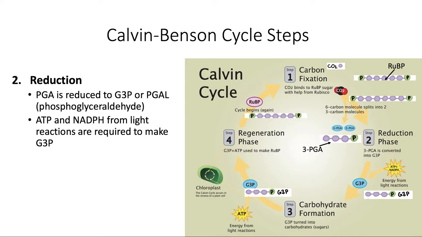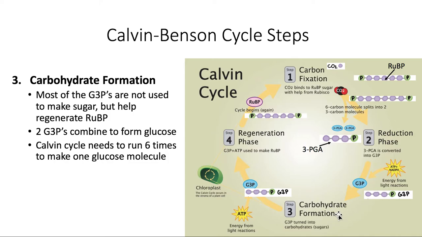The next step of the Calvin-Benson cycle is known as carbohydrate formation. So most of these G3Ps, these 3-carbon molecules, aren't going to be used to make sugar at all. Instead, they're going to continue the cycle and they're going to help us make more of that RuBP, which is something that we needed in the beginning of the Calvin cycle. It's going to help regenerate that. But some of that G3P is actually going to be used to make glucose, which is a good thing because that's the point of this cycle. So what happens here is that 2 G3Ps are going to combine and they're going to help us form glucose.